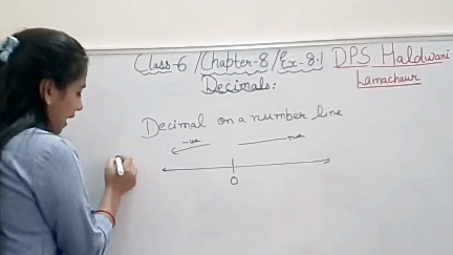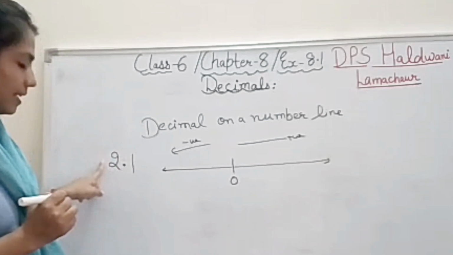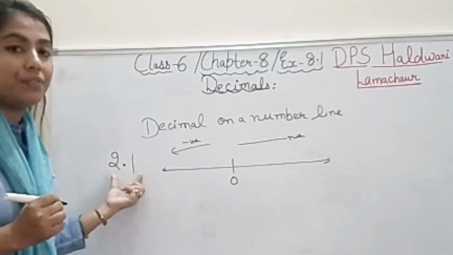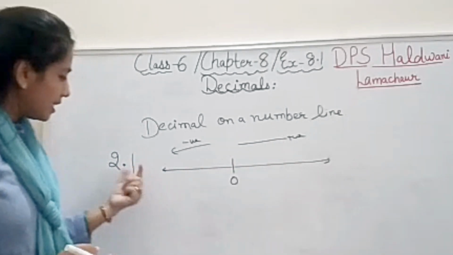If you are asked to show 2.1, the answer is positive. So the number is 2.1. Where will it lie on the number line? It will lie... see, 2.1.